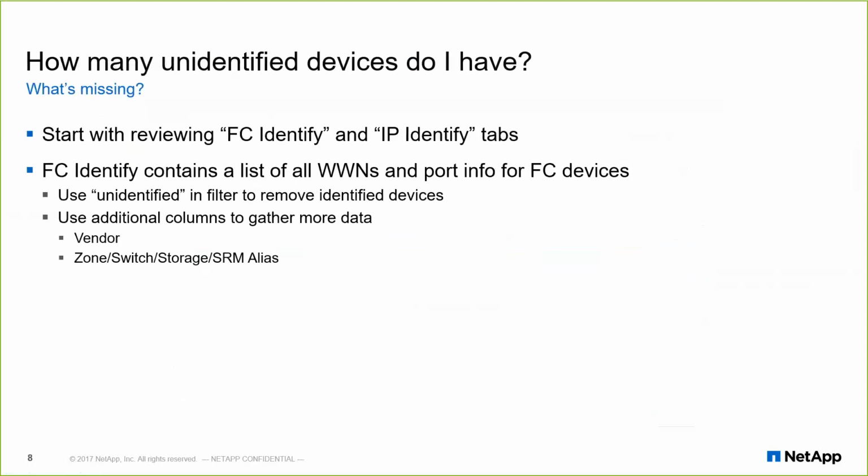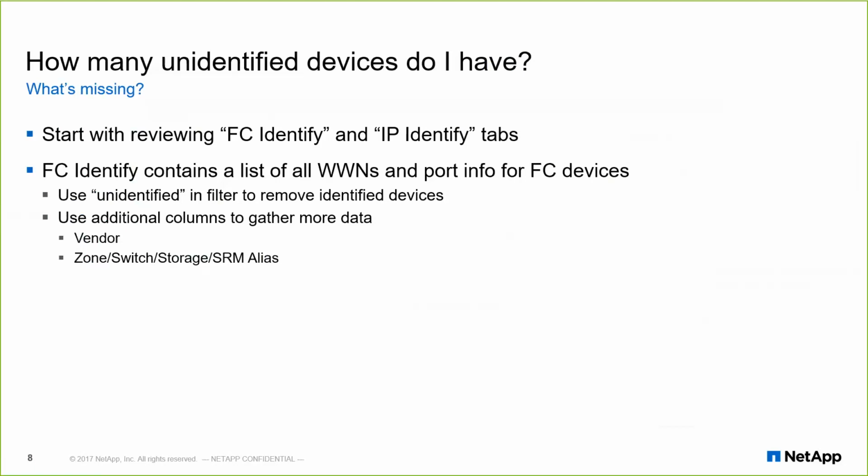Your FC Identify essentially contains a list of all of your worldwide nodes and the port info for any Fibre Channel device in your environment that it can see. Keep in mind we have to be able to see it. It has to be plugged into a fabric that we're connected to. But aside from that, we can see all the worldwide nodes that are connected in. So from there, if we want to see what we have not added in or identified, I'm going to use the filter.